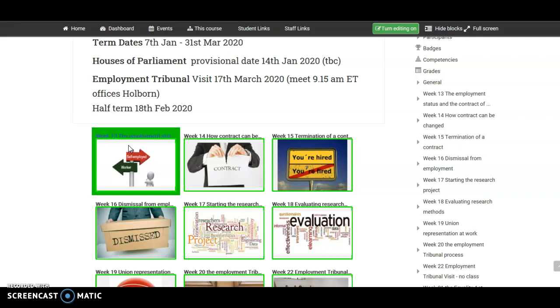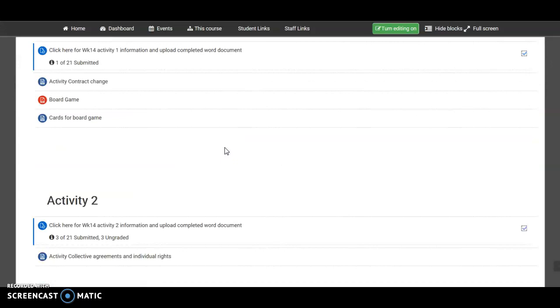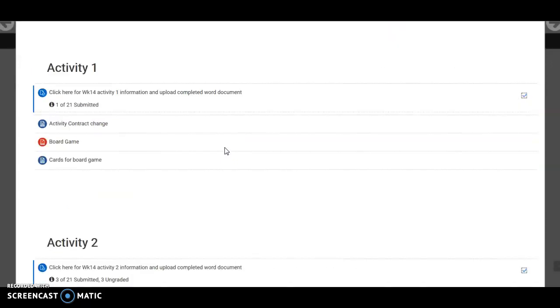The second activity in week 2 is looking at how a contract is formed and what's included in a contract. Both of those activities will help you meet 1.1 and 1.2. I reckon the second activity would be useful. Last night we did week 14. Let me click on that. There's two activities. Both of them meet 1.3, so either or will do.